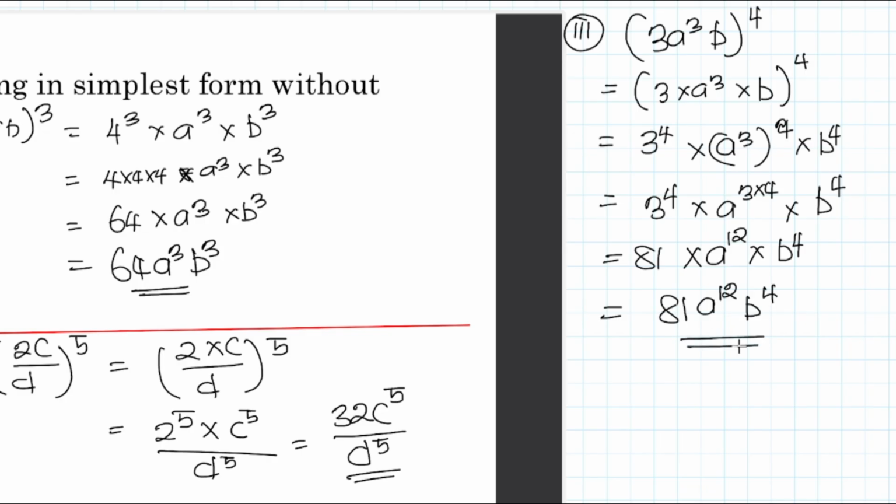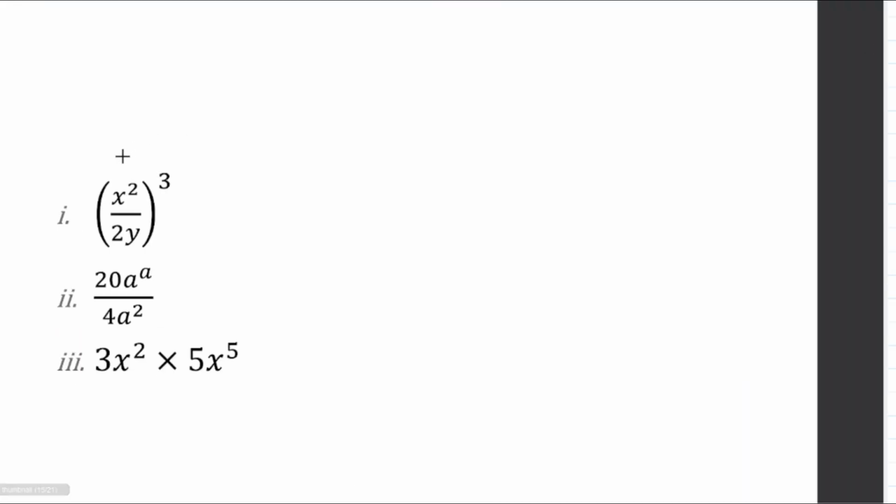So we have 81 a raised to power 12, b raised to power 4, and that is what we have here. Okay. So if you get it correctly, you're going to give yourself 5 marks. So here is 2 marks, here 2, and here 1, okay? So that is 5. Let's take the next example. Another example, simplify the following. So we're going to simplify using the same principle, okay?